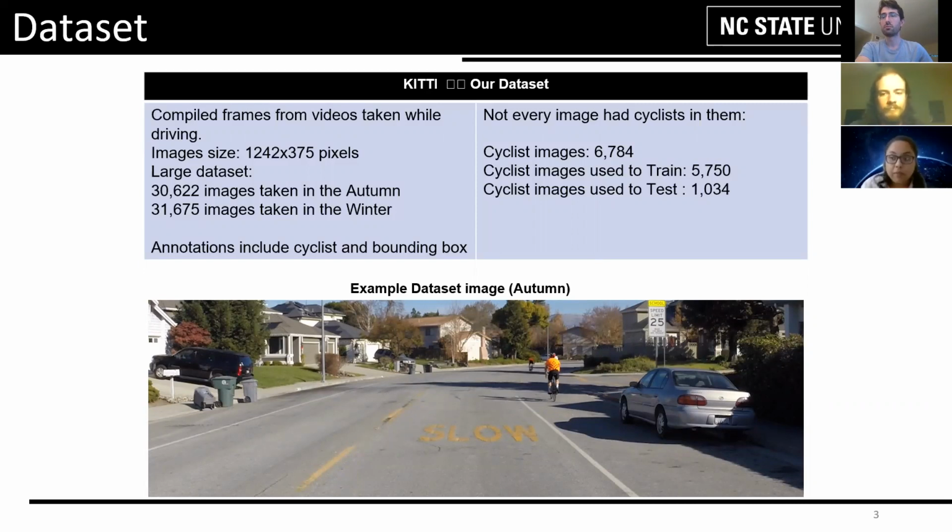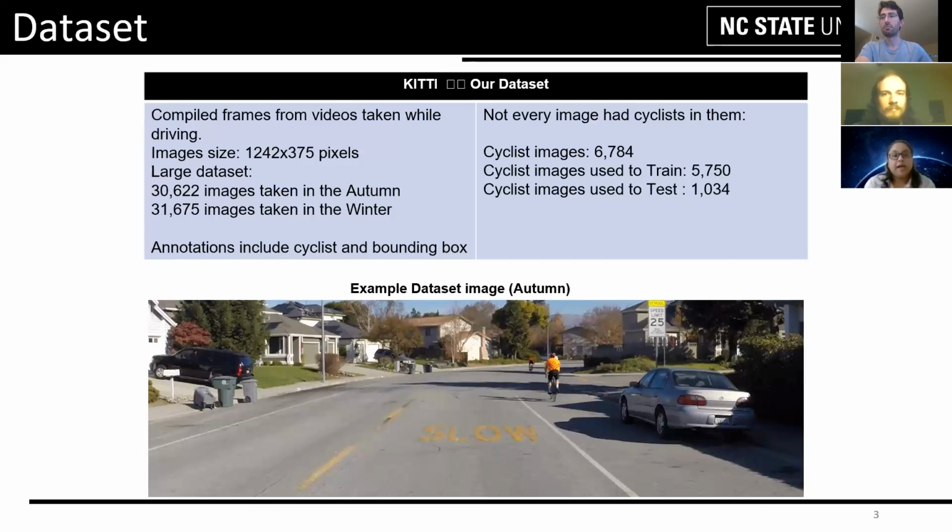Along with the bounding boxes, the data set also offers levels of difficulty for detection in the form of occlusion. If an object is more hidden, it gives a higher level of occlusion. As far as the number goes, we have around 30K odd images for the autumn season and 31K odd images for the winter season. In this set, the cyclist numbers are around 6,784, which we split as 5,750 to train and 1,034 images to test. Below here, you can see an example image from our autumn data set.